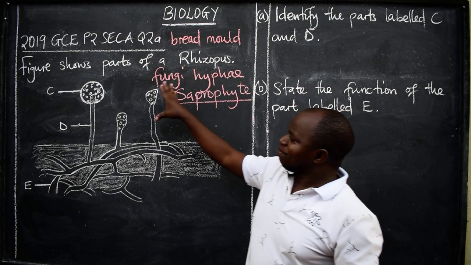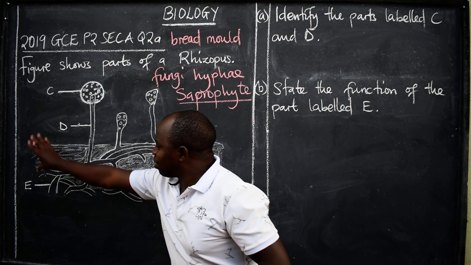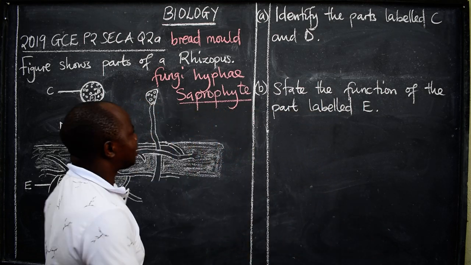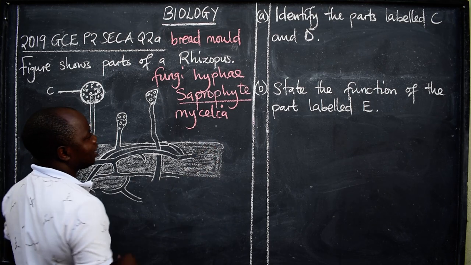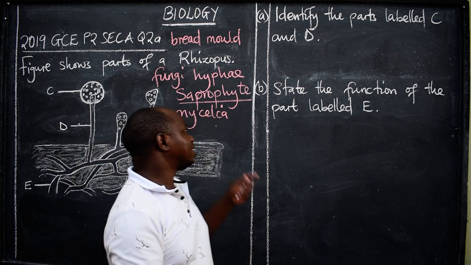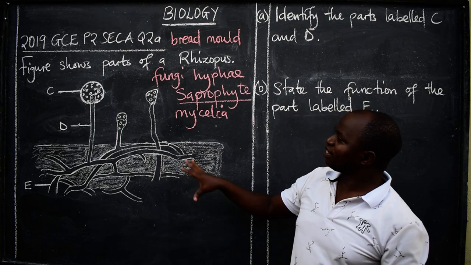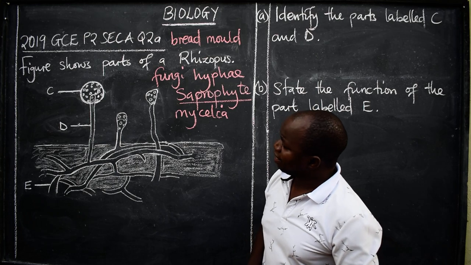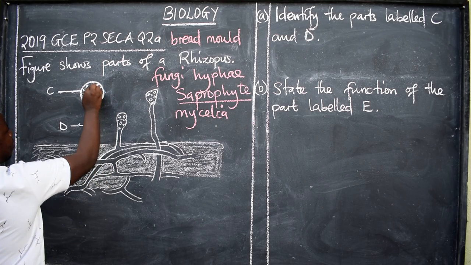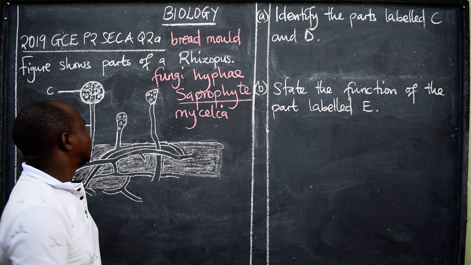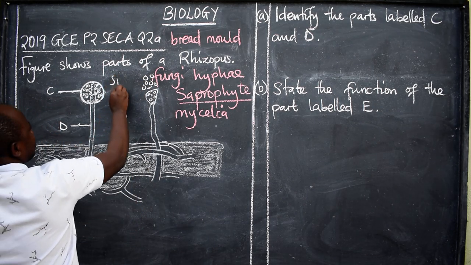Now, this rhizopus has got parts that we need to label. The body of a rhizopus is called mycelia. Okay, so the body of a rhizopus here is mycelia. Singular, you can say mycelium. Now let's look at the parts of this rhizopus and probably with its function. We can start with these spores that you are seeing inside. What do we call them? Sometimes you can even find them outside like this. These are called spores.